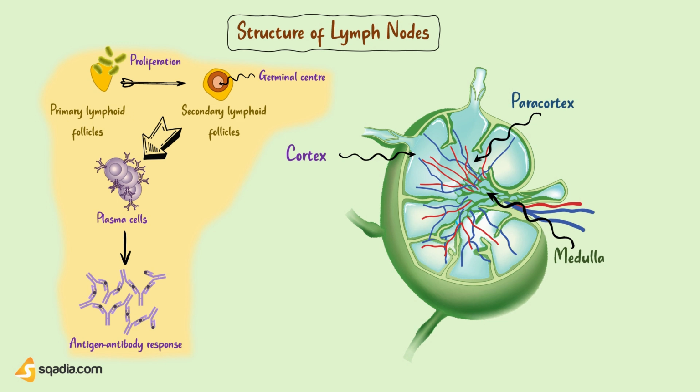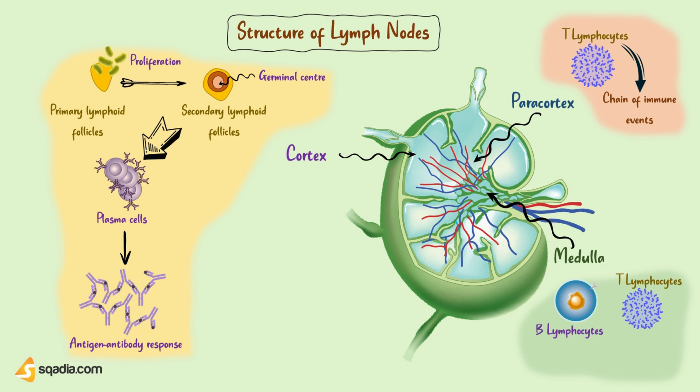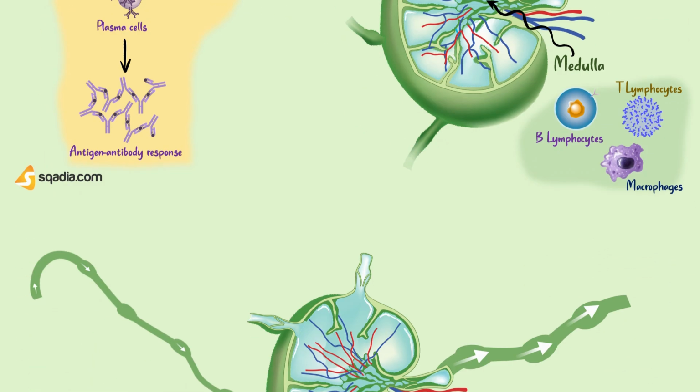Then the paracortex is in between the cortex and the medulla. The paracortex contains T lymphocytes. T cells receive signals from dendritic cells and activate a chain of immune events. Next is the medulla. The medulla contains B and T lymphocytes and macrophages, which play a very vital role in immunity against pathogens. The lymph node receives lymph from 1 or 2 lymphatic vessels, which are the afferent vessels.